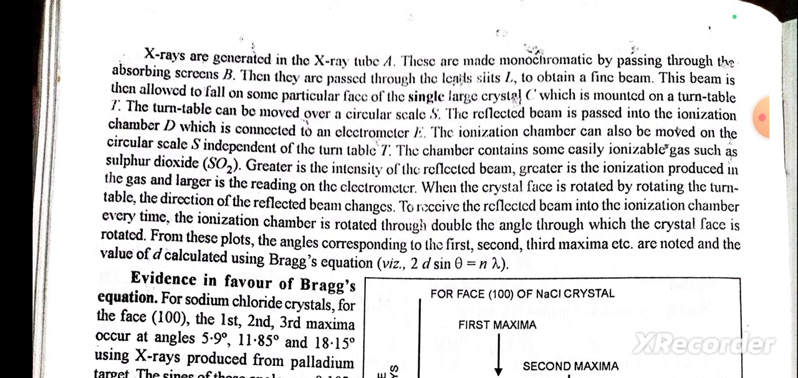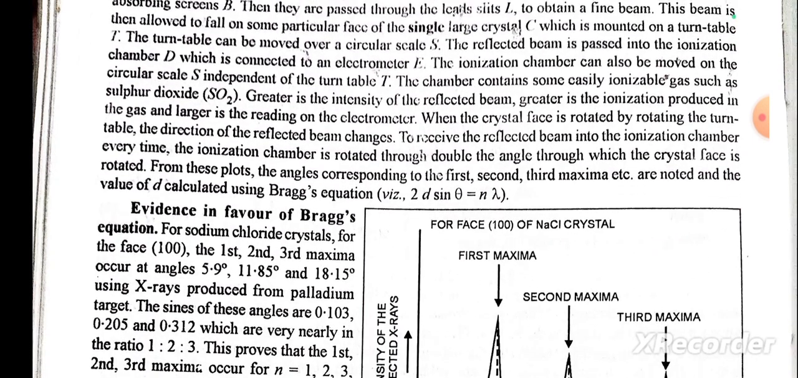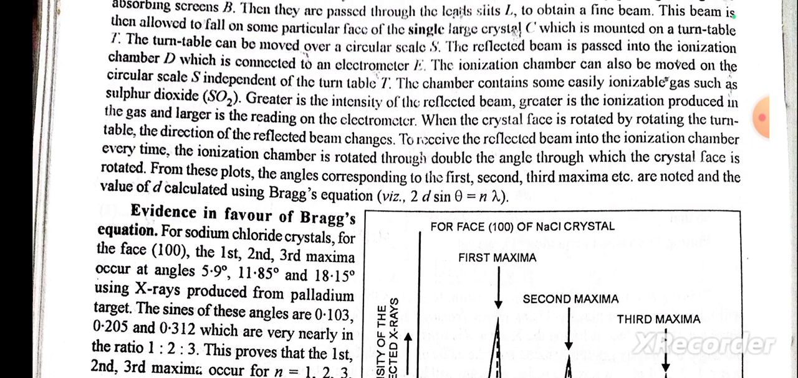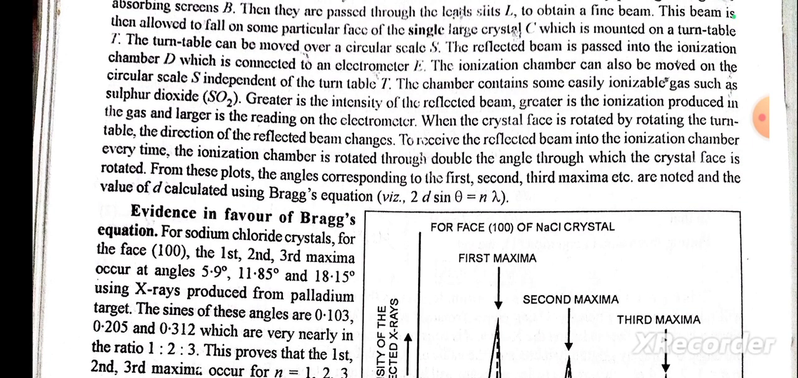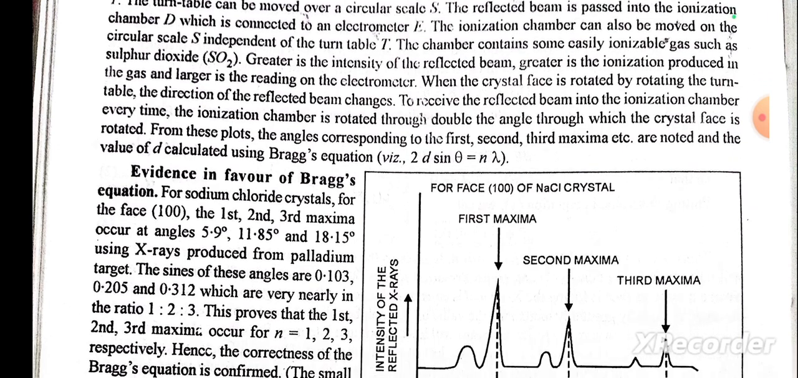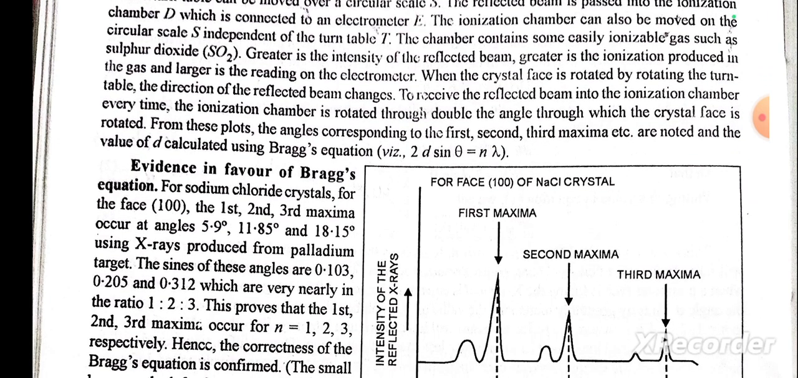This beam is then allowed to fall on a particular face of the crystal C, which is mounted on a turntable T, and the turntable can be moved on a circular scale. The diffracted beam passes into the ionization chamber, which is connected to the electrometer. The ionization chamber can also be moved on the circular scale independently of the turntable, and the chamber contains an easily ionizable gas such as sulfur dioxide. The greater the intensity of the diffracted beam, the greater the ionization produced in the gas, and the larger the reading on the electrometer.